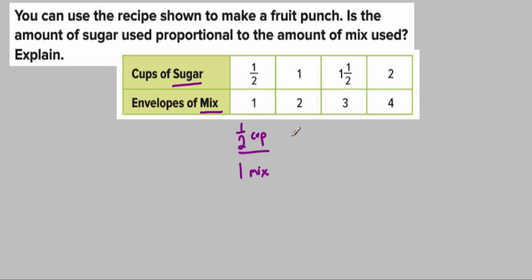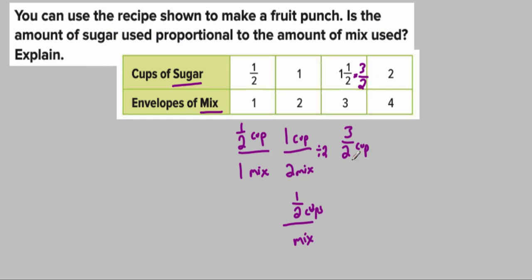Here it's 1 to 2, so 1 cup for 2 packets of mix. I've got to divide by 2, and I would get 1/2 or 0.5 cups per packet of mix. Here I have 1 1/2. I'm going to go ahead and make that into an improper fraction because I know I need that in my complex fraction here. So 3/2 of a cup over 3 packets of mix.